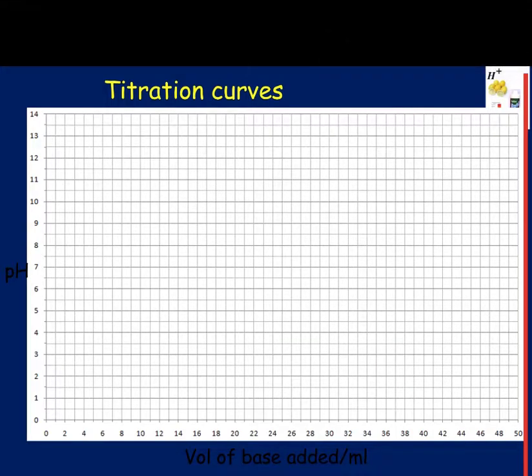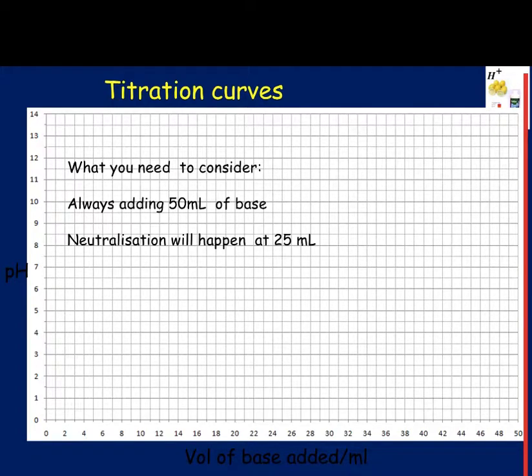Alright, so ladies and gents, just to finish the little bits on titration curves. I've already said this to you, but we'll repeat it again. You may be asked to just draw the shape of a curve, or you may be given data and have to plot it. You will nearly always be adding 50 ml of base. The ratio in your equation for that particular thing will usually be 1 to 1, and if that is the case, then neutralization will happen roughly at the 25.